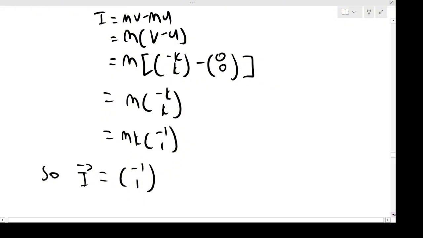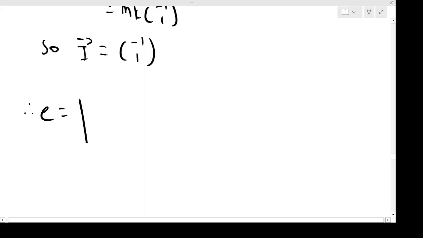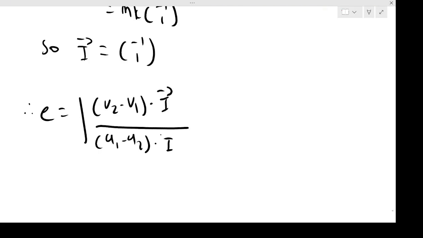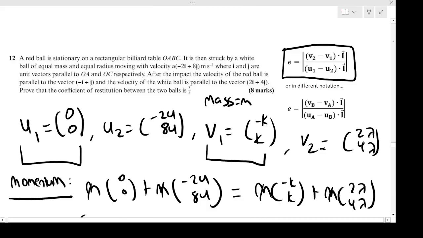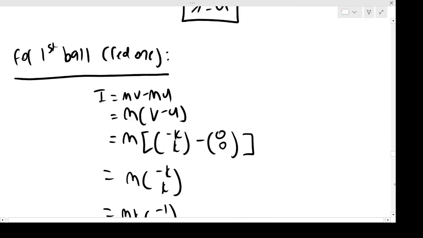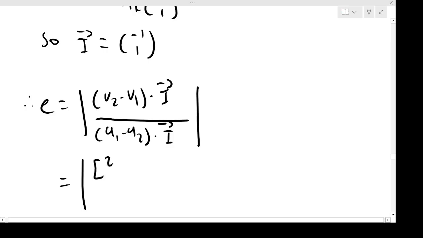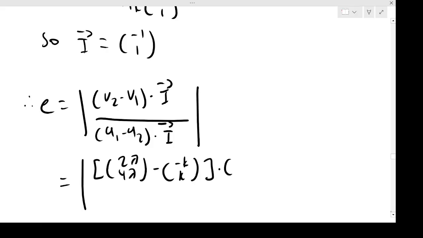Right, so now I can finally apply my formula. Therefore E is going to be the magnitude of V2 take away V1 dotted with I, all over U1 take away U2 dotted with I. So at that point, if I now sub in my vectors, firstly, V2 take away V1 is going to be 2 lambda, 4 lambda, take away minus k, k, dotted with minus 1, 1, for my impulse. Then U1 take away U2 on the bottom.